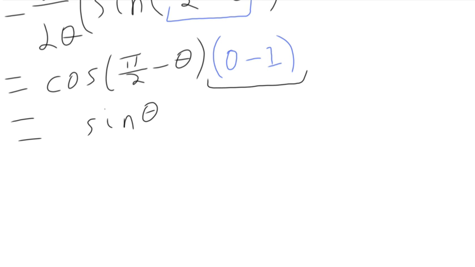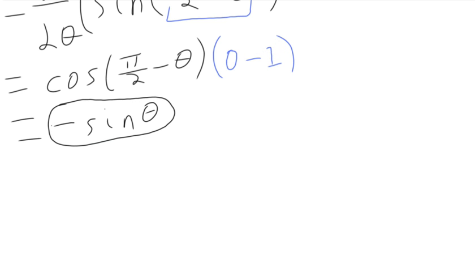But then don't forget this right here. 0 minus 1 is negative 1, so we have to multiply this by negative 1. So here's our derivative for cosine of theta. It's just negative sine of theta.